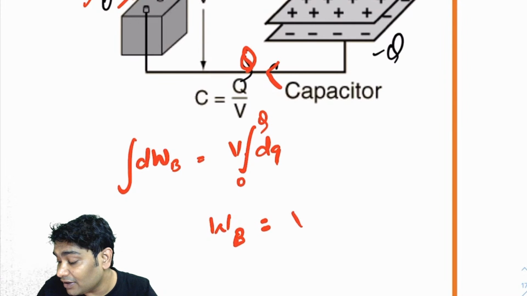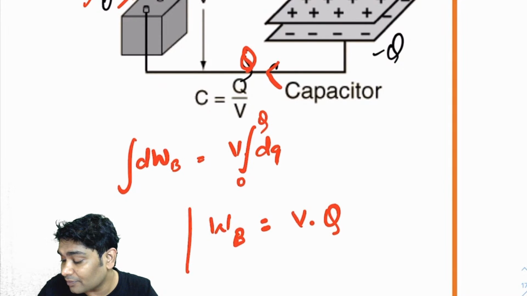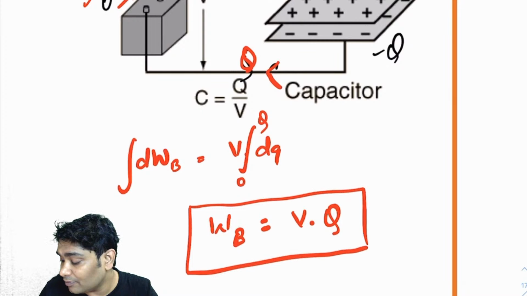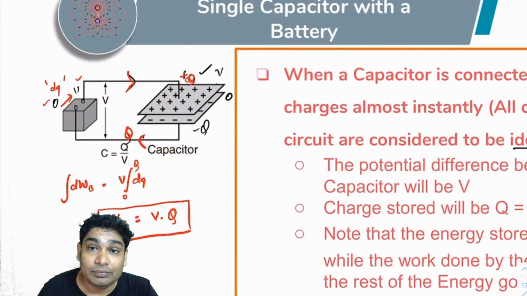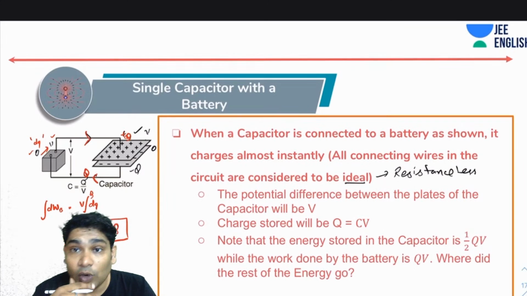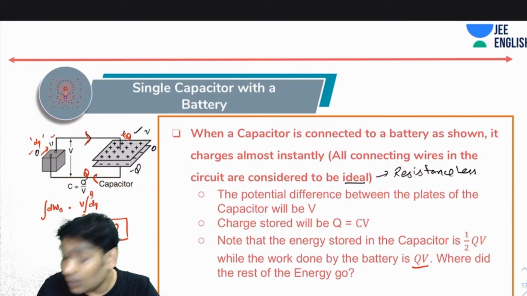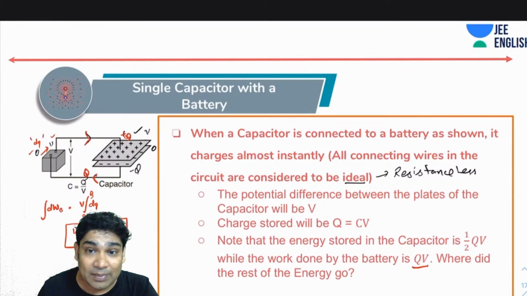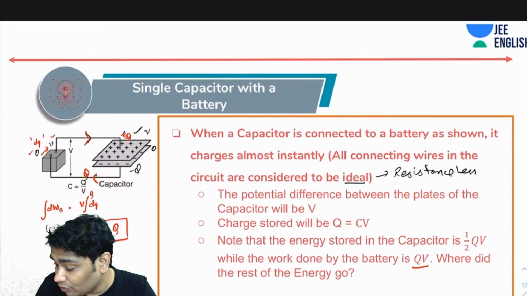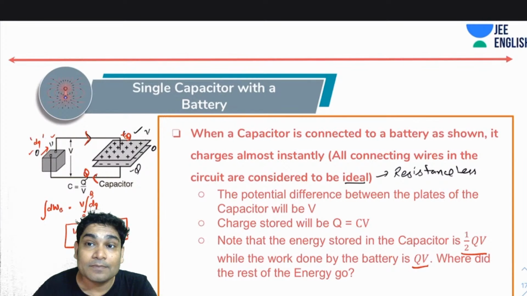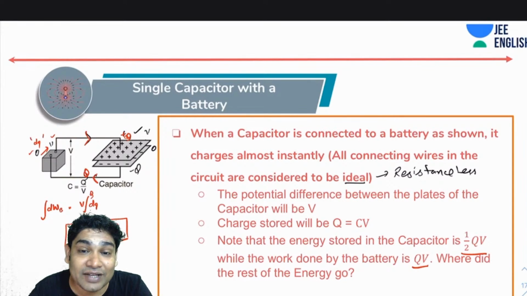Work done by the battery is V times Q. Alright. So what you realize here is that the battery is doing a work of capital Q times V. The energy that is getting stored in the capacitor is 1 by 2 QV. So my question is, where did the rest of the energy go? Where does the rest of the energy go?